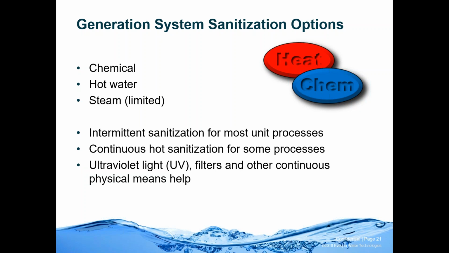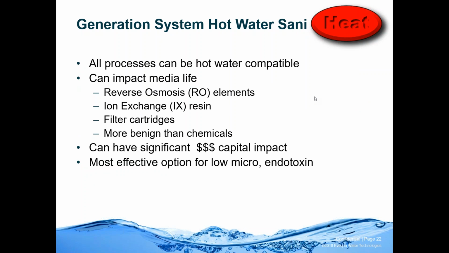In generation, it's typically intermittent sanitization. A still, as an example, is going to be operating at 100 degrees C plus, so a still is going to be in continuous sanitization. I've seen softener and carbon continuously hot, even some special reverse osmosis units. But most generation systems are going to be intermittently sanitized. And there are other means to incorporate in generation to minimize the frequency of sanitization: physical barriers, ultraviolet light, submicron filters, temperature control, chlorination. In generation systems designed for hot water, you can have every unit process be compatible. It's just a matter of cost.